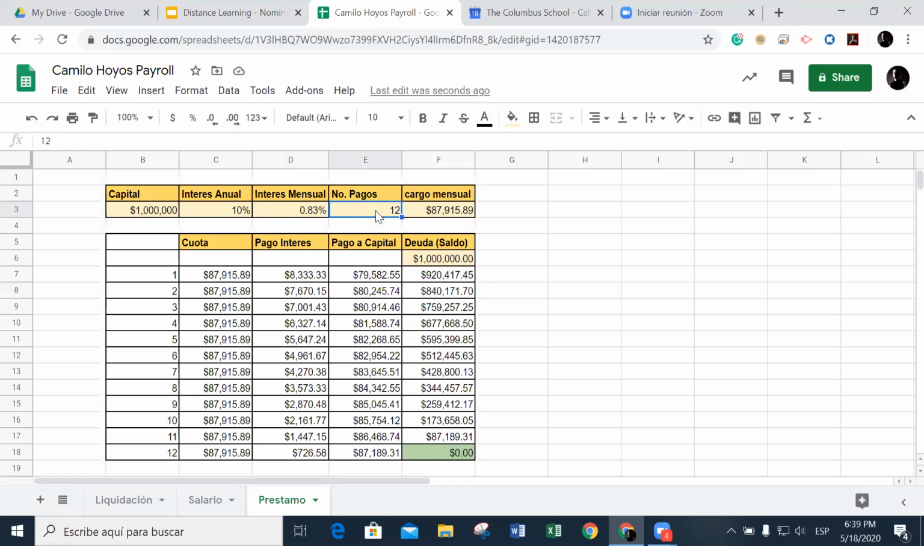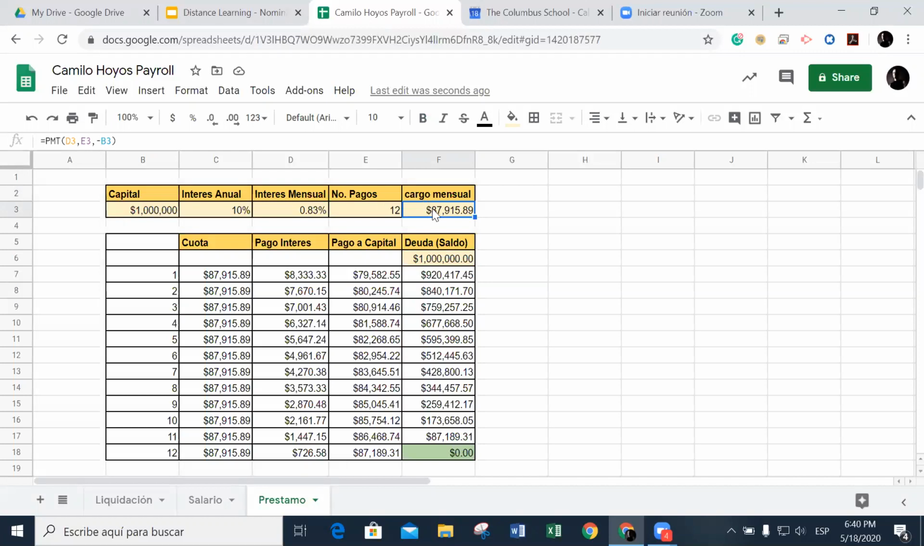Now, the number of payments: you agree with your worker, or the person you are lending the money to, how many months this person is going to take to pay you back. Then you put it here. They said, I can pay you in 12 months, or 12 installments. Okay, fine. And you put the 12 right here. And now the formula to come up with how much this person has to pay per month for the total of the debt to be zero in the end is going to be right here.